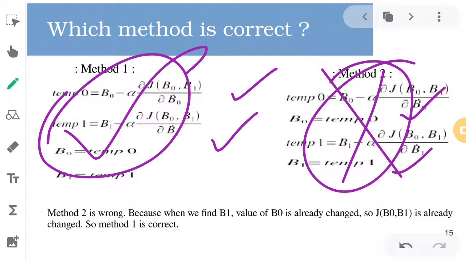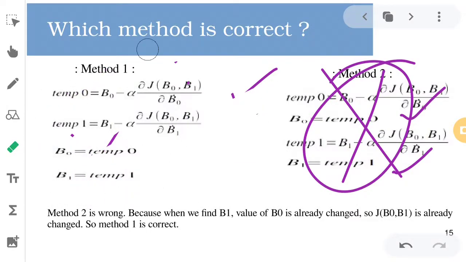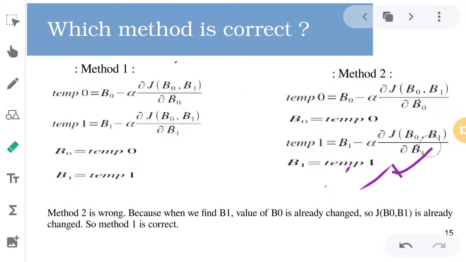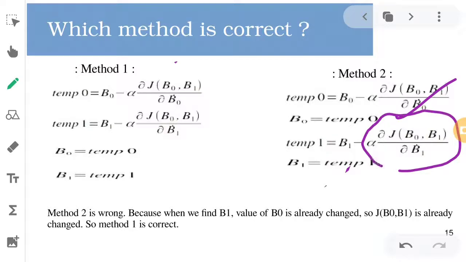Why? Method 1 is correct, method 2 is wrong. Because let's see, b0 is changed here, and at this point when you take the differentiation, you differentiate J(b0, b1) for the new b0, but you have to work with the old b0 value. So this is the correct method and this is the wrong one.